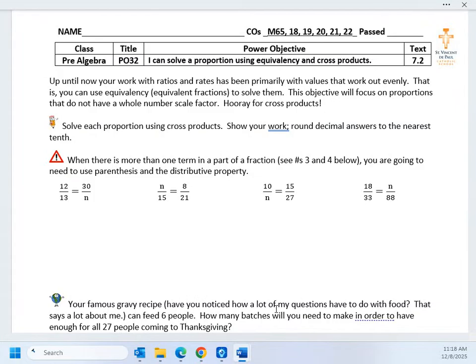I don't know about you, but last Thursday seems so long ago. I almost don't remember what we did in that last objective that we did.